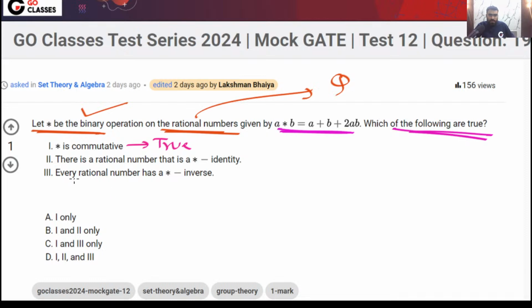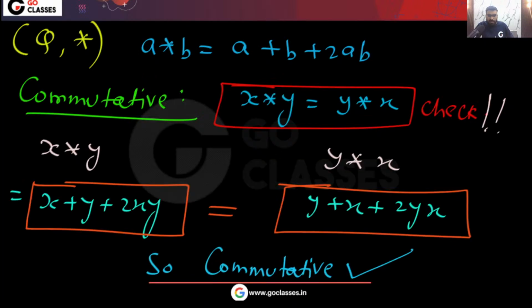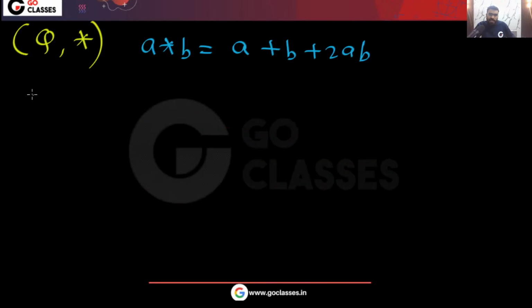What about the next one? What about the identity element? The question is saying there is an identity element, a rational number which is the identity element. So let's see, is there any identity element?